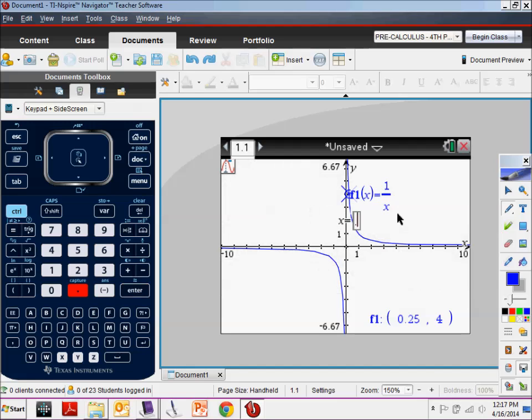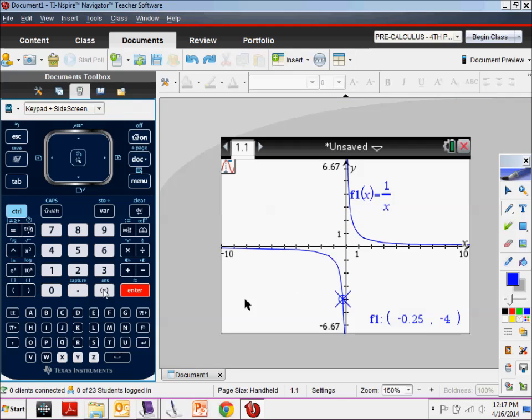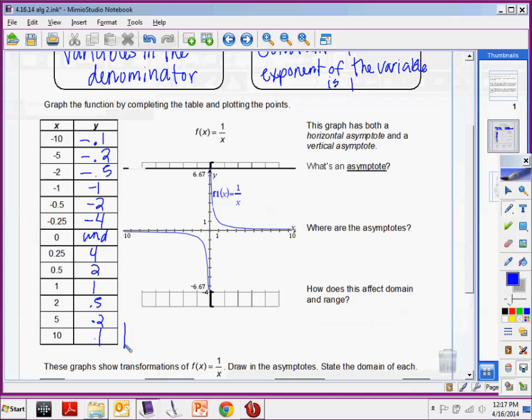0.25 is 4. Wait, how'd you do that? 0.5 is 2. Negative 0.25 is negative 4. How do you do this? So the steps are: if you need the menu, press 5, 1, then you type the numbers.